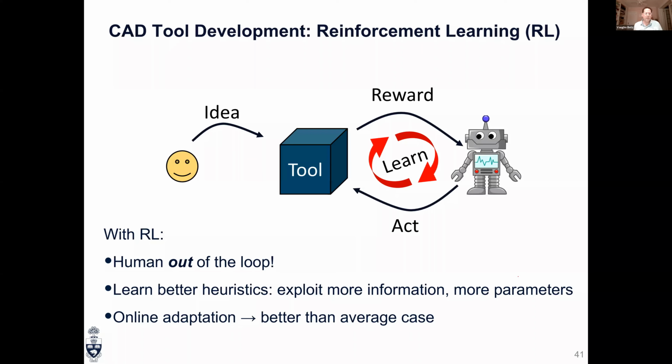So the overall idea of reinforcement learning is to try to get the human out of most of this loop. So the human still comes up with the idea. I got an idea for an enhancement or a new CAD algorithm, but now the tuning is done automatically by an agent that somehow has to measure a reward from this tool as things are happening. And based on what reward the last action taken gave, the agent decides what's the next action I should take. And this opens up the possibility that we could have better heuristics because they could have more parameters. They could exploit more information. They could adapt better to the design, even online, as you're actually optimizing the design, and get better than the average case.